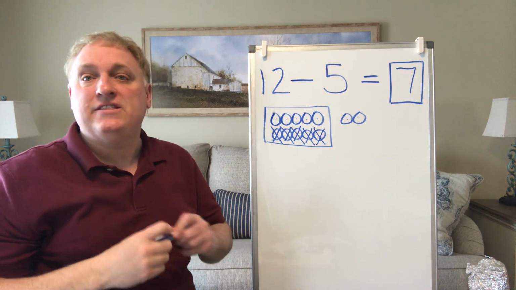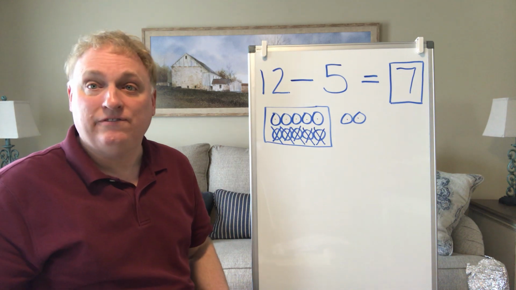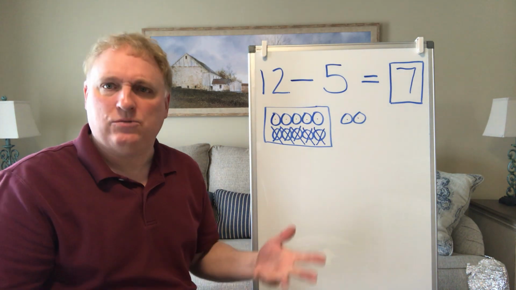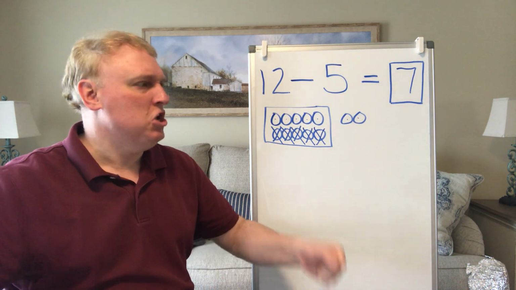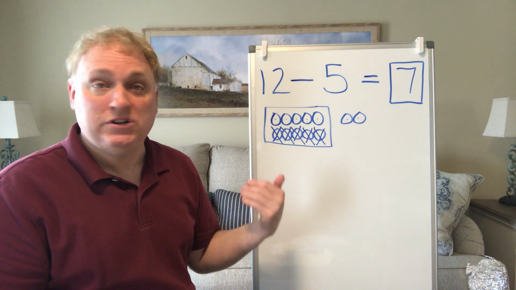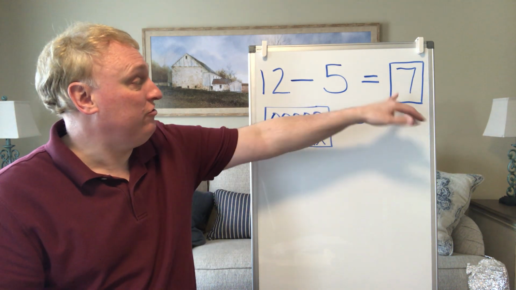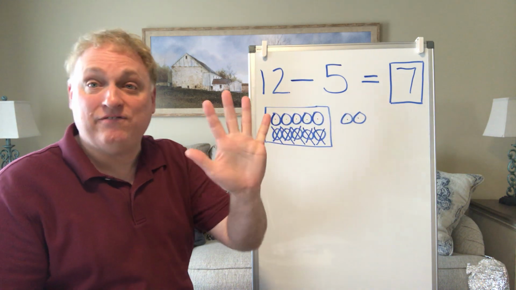There's another method that you could use to solve a problem like this. You could scoop 12 and count backwards. You know how when a rocket blasts off, they go 10, 9, 8. Well, you can do that. That's called counting backwards. You can do that to find the answer to this without drawing a picture if you wanted to. So you start at 12 and count back 5 times.